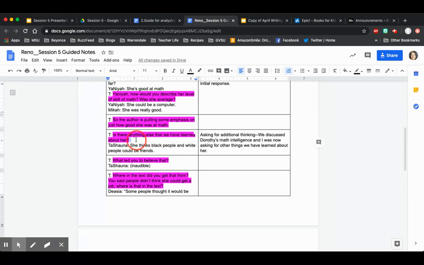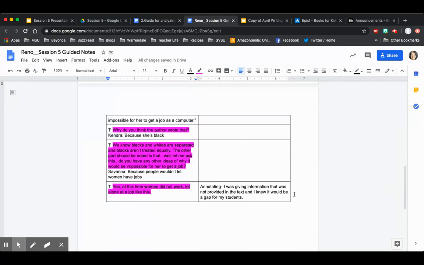In this example right here, I was asking for additional thinking. I wanted to get some other students to participate and share something that we had not talked about yet. And the last one I did for you. At the end here, I was annotating. I gave the information that at that time women did not work, let alone have a job like being a computer at NASA. That was not provided in the text explicitly, so I was giving some information there that would definitely be a gap.